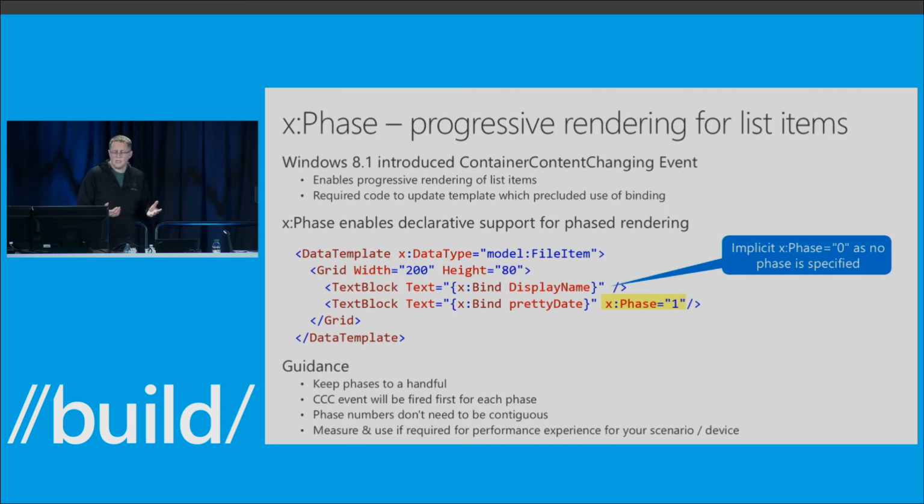The phase numbers used with x:Phase don't need to be contiguous. I could have 1, 10, 1,000. But again, keep it to a handful. It does mean that you can leave a gap for 1 or 2 if you need to do ContainerContentChanging work in between particular phases. In terms of how many phases you need for your app, that's really going to come down to your app, what you're binding to, pixel density, and the amount of work to render those different pieces. So really what you're going to need to do is try it, get your hands on a slow device.